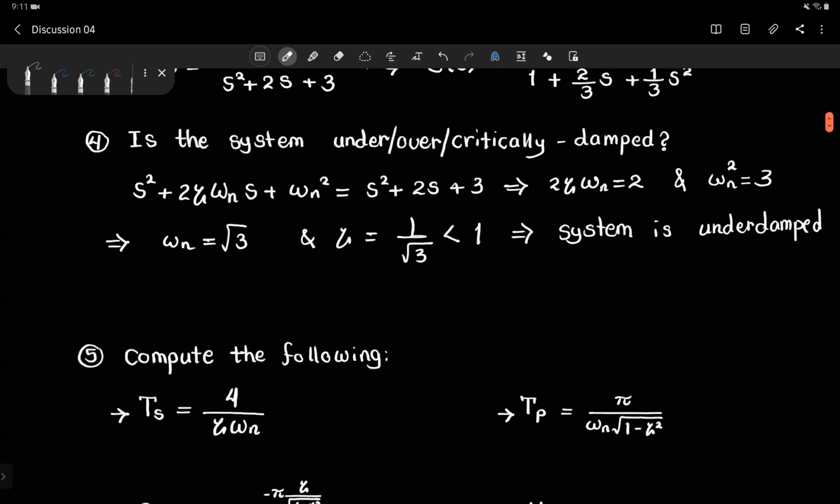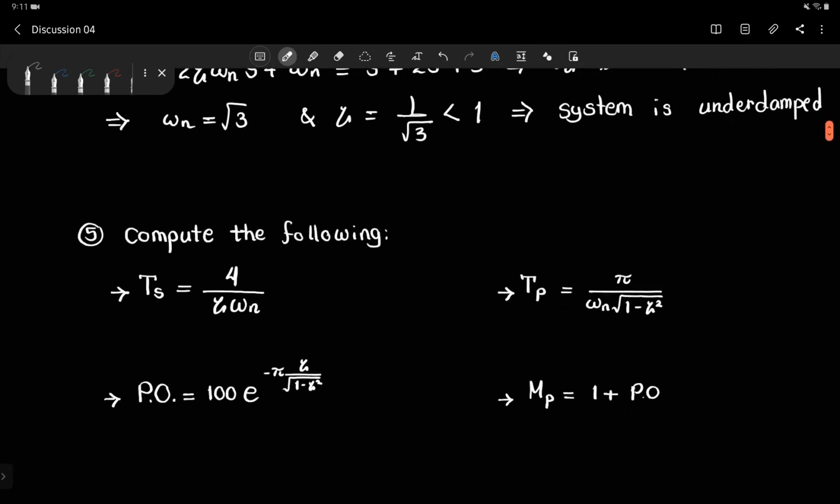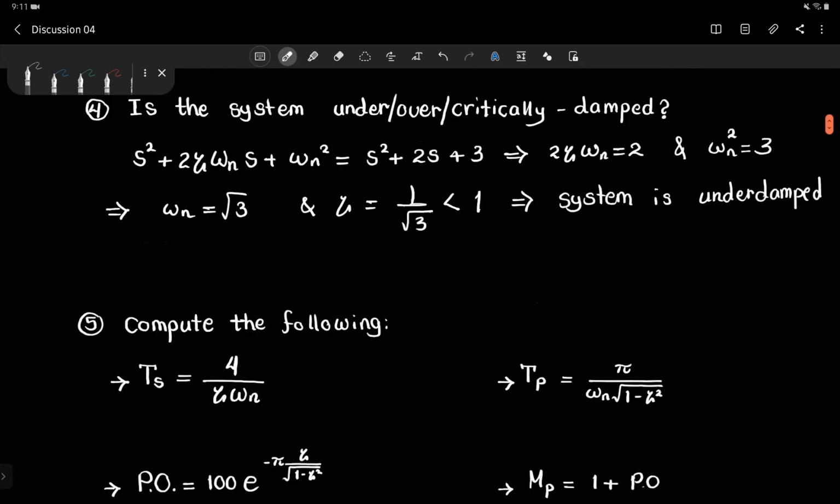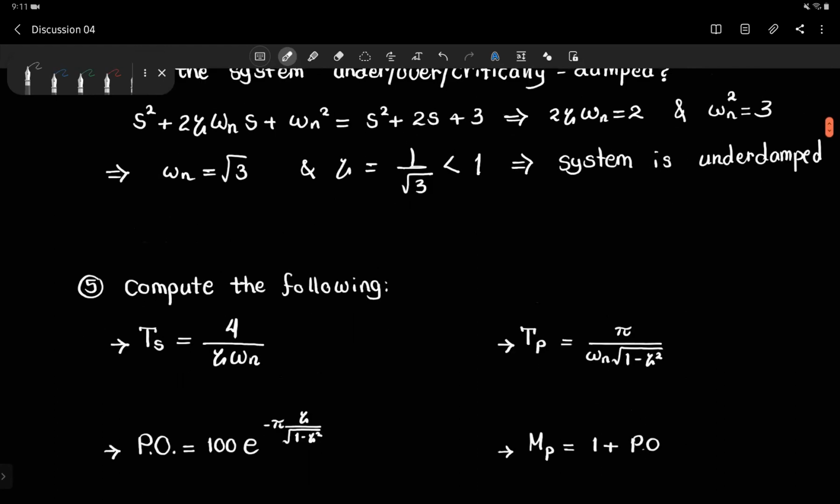Okay. Next, we want to compute the time domain characteristics, like the settling time. So the settling time is 4 divided by zeta times omega n. And we found that zeta times omega n is equal to 1. So this is just going to be 4 seconds, right? Now the peak time is just pi divided by omega n times square root of 1 minus zeta square.